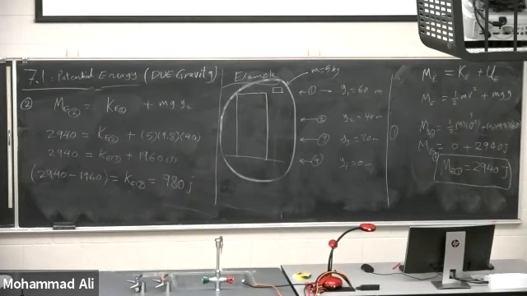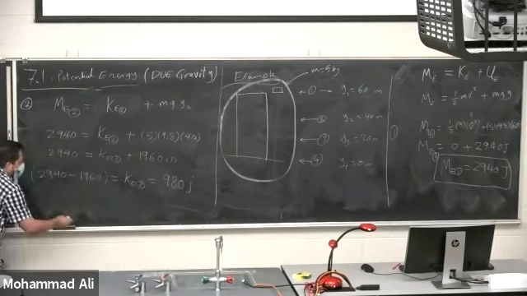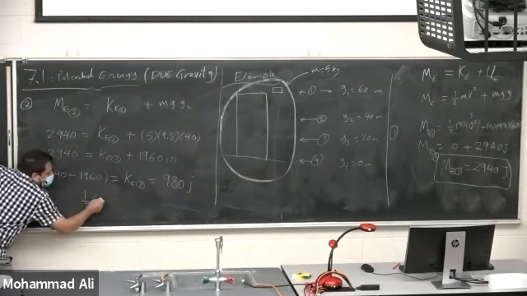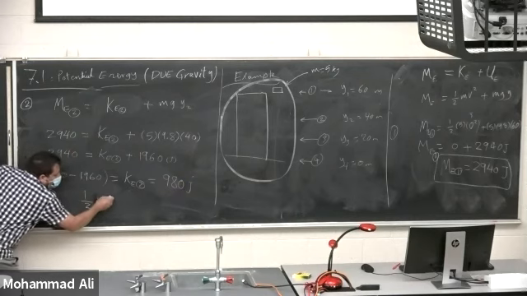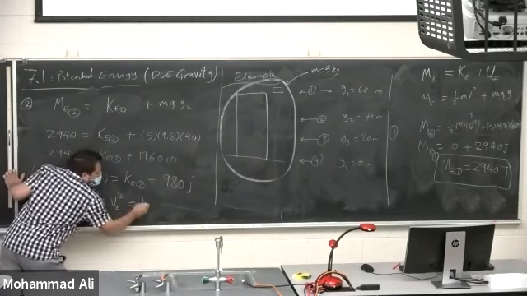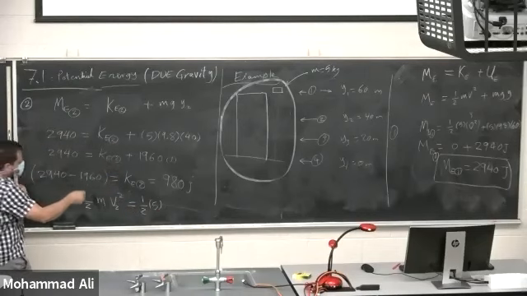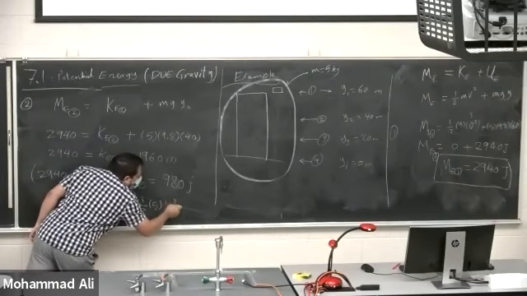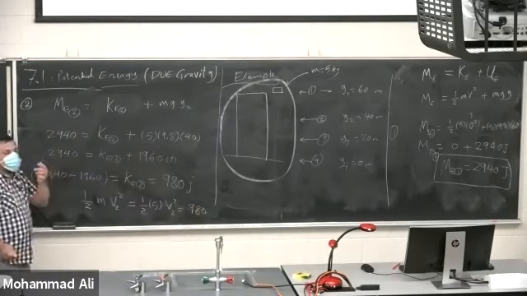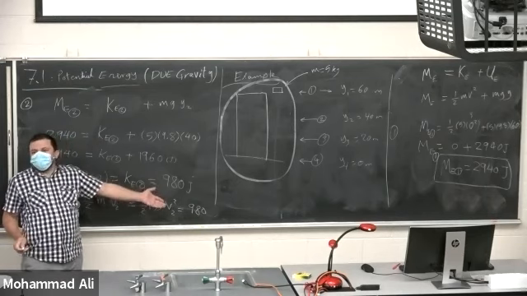If I ask you to find the velocity at point number 2, the kinetic energy is equal to 1/2 m v2 squared, which is equal to 1/2 multiplied by 5, which is the mass, multiplied by v2 squared, which is equal to 980. Now you have just one unknown variable, which is v squared. You can find the velocity at this point.